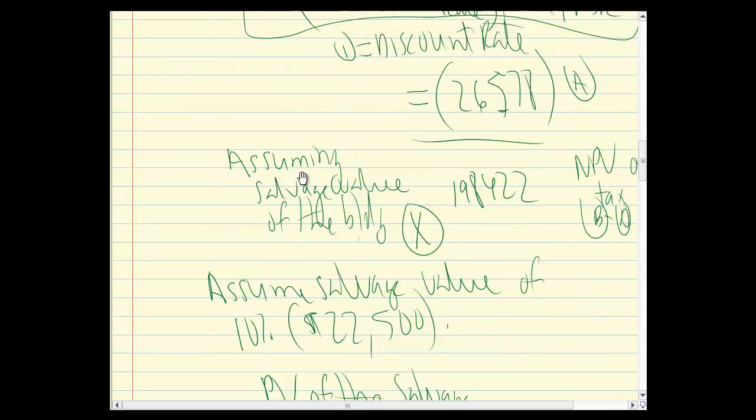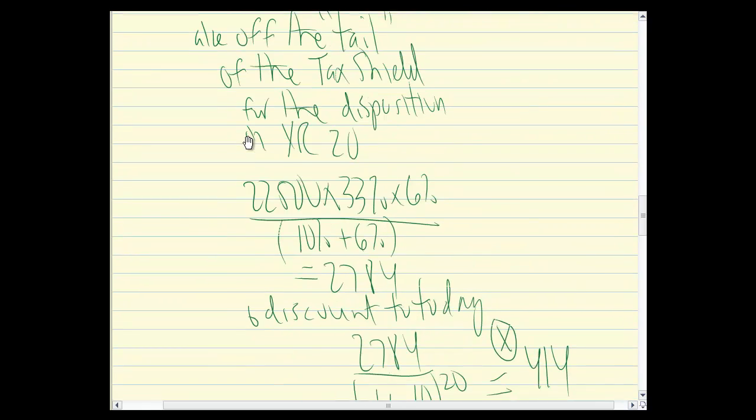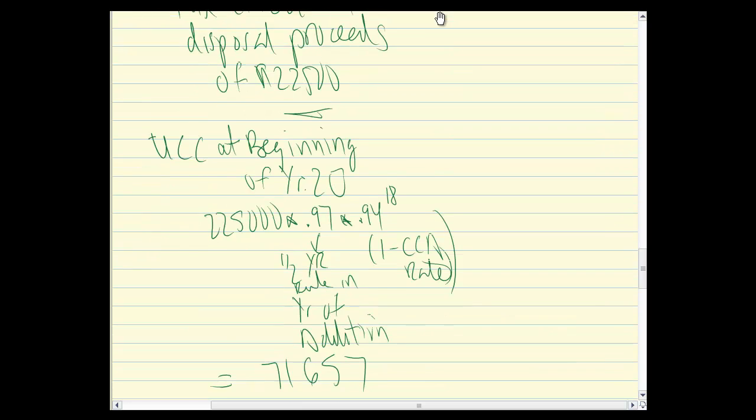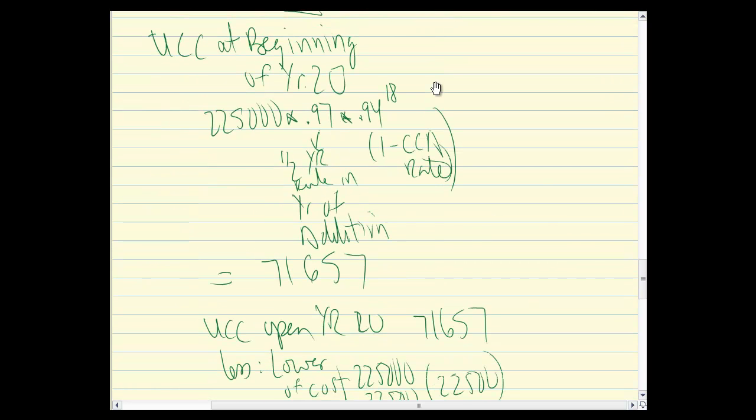Tell me where to stop. Wrong one. Where am I here? Okay, so what we're trying to do is, here it is, there. UCC at the beginning of year 20. Okay, so remember all we said is we got some proceeds in year 20. We now have to say what happens from a tax point of view.